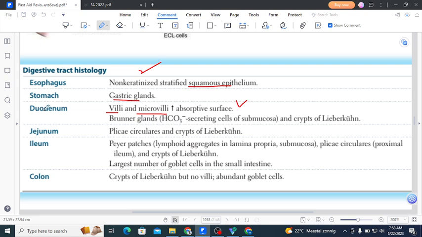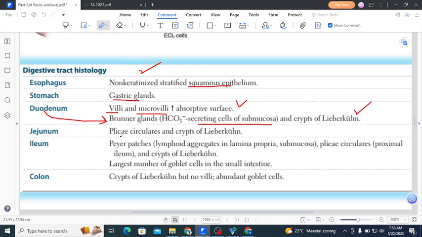The Brunner gland is also a very specific thing that is associated with the duodenum. Whenever they try to tell you of some pathology of the duodenum, they will tell you that there is Brunner gland hyperplasia or something like that. So the Brunner gland is present in the duodenum. Bicarbonate secreting cells of the submucosa and the crypts of Lieberkuhn are also present in the duodenum.